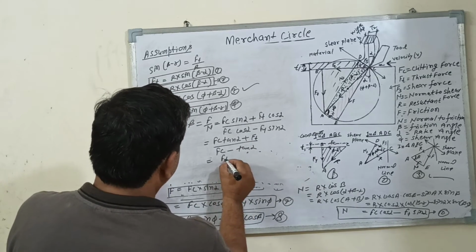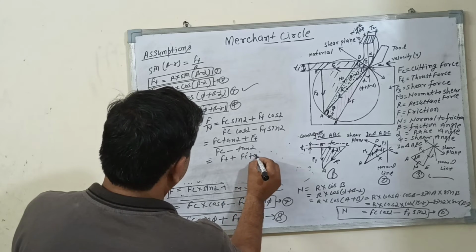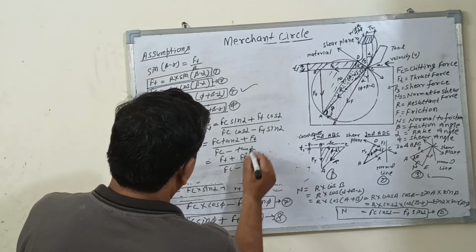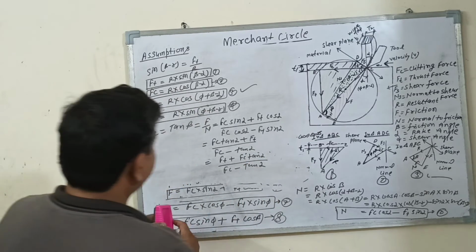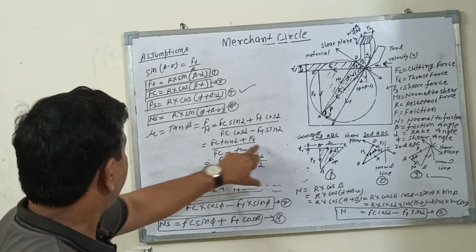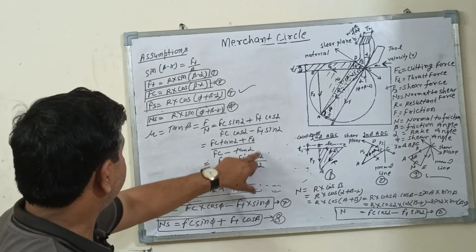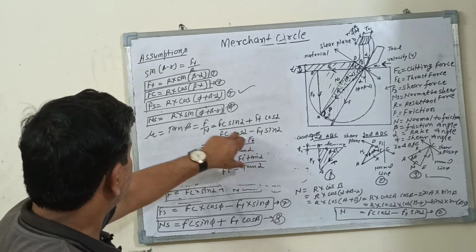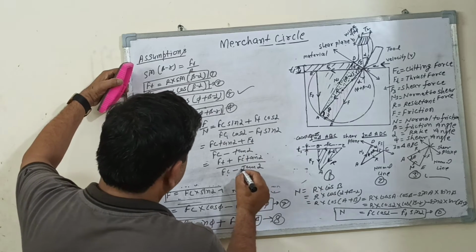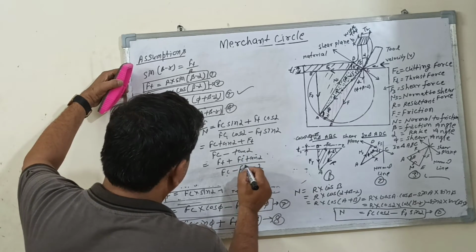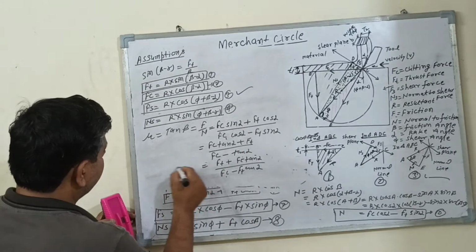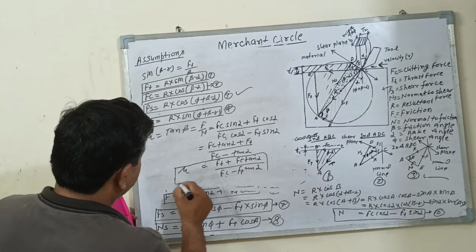So (FT + FC tan alpha) divided by (FC - FT tan alpha). You can write it in this way: FT plus FC tan alpha, so FT divided by cos, FC minus FT. You can write the value of phi and the value of mu, calculated by this formula.